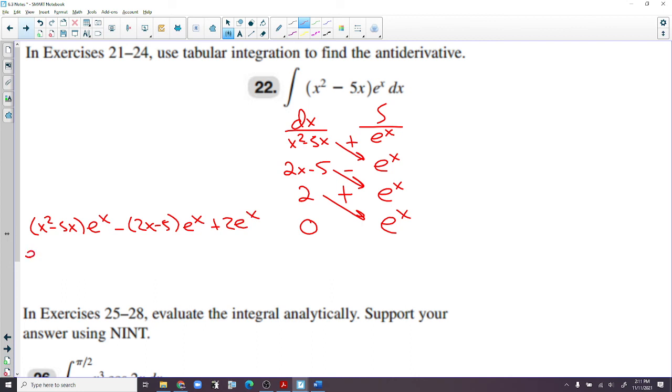So let's see, what would we get at plus c? If we factor out e to the x, we'd get x squared minus 5x minus 2x is negative 7x, and then 5 plus 2 would be plus 7. So that could be a possible answer that you might see. So you factor out e to the x and then collect those like terms.